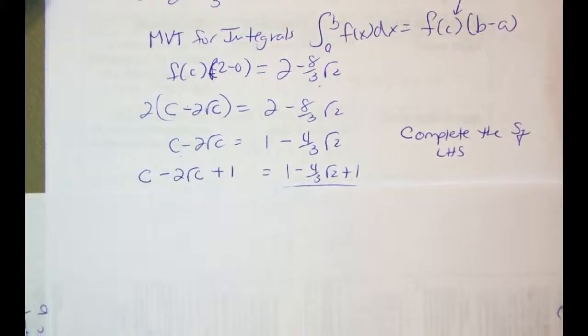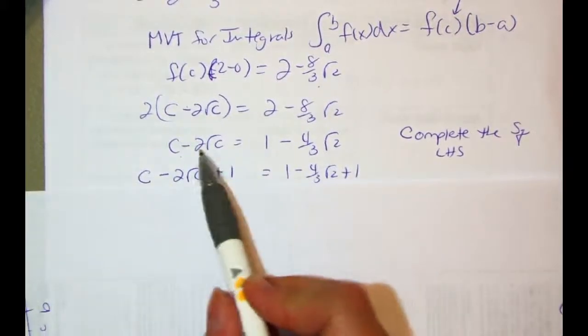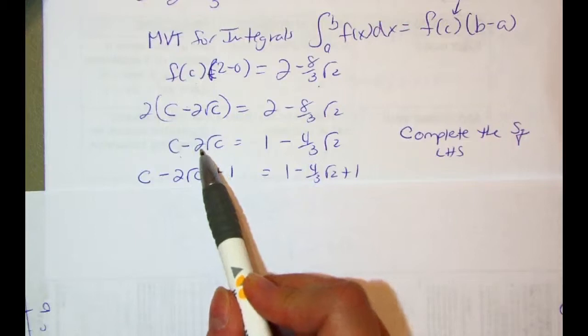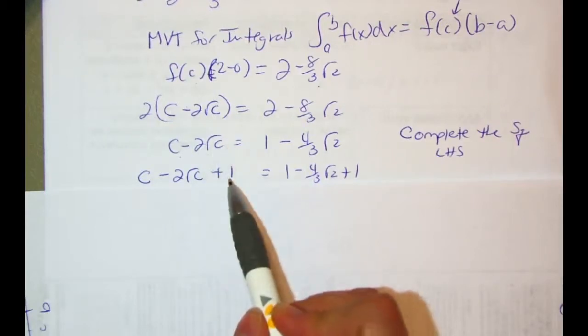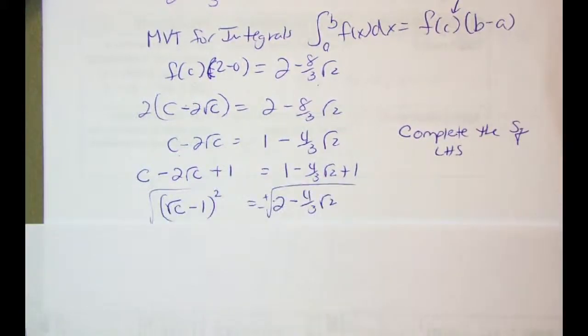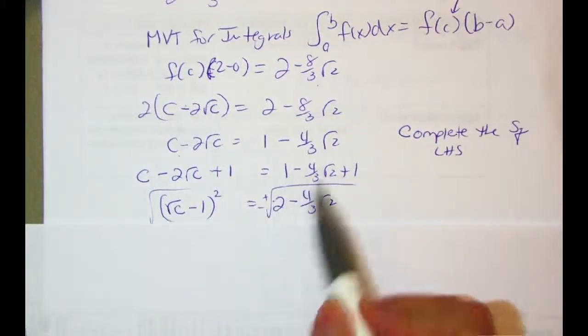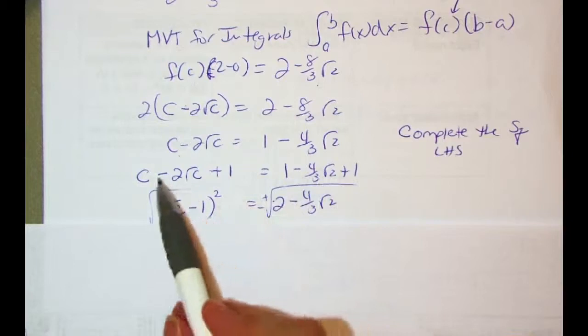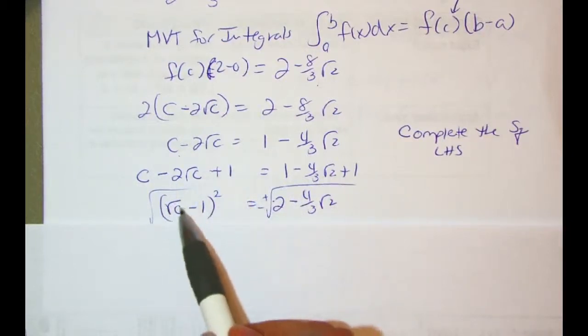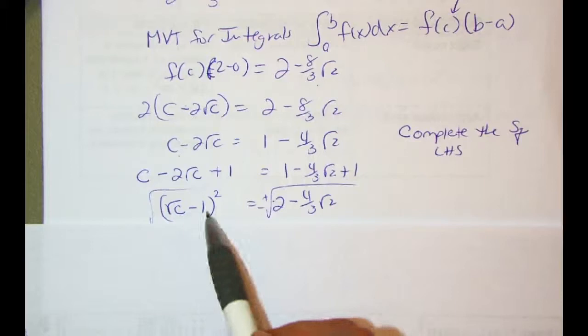In order to complete the square, I'm going to take this middle term, the negative 2, cut it in half, it'll be negative 1, and square it. What I do to one side, I must do to the other side. Well, 1 and 1 is 2. I just copy that down. Now I'm going to complete the square. So here's my square: square root of c minus 1, quantity squared.